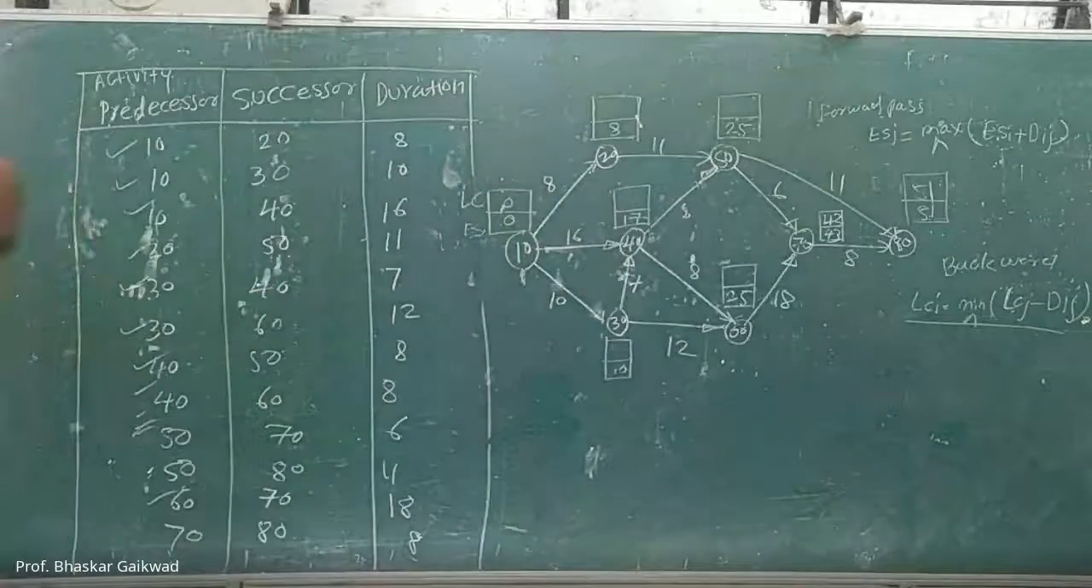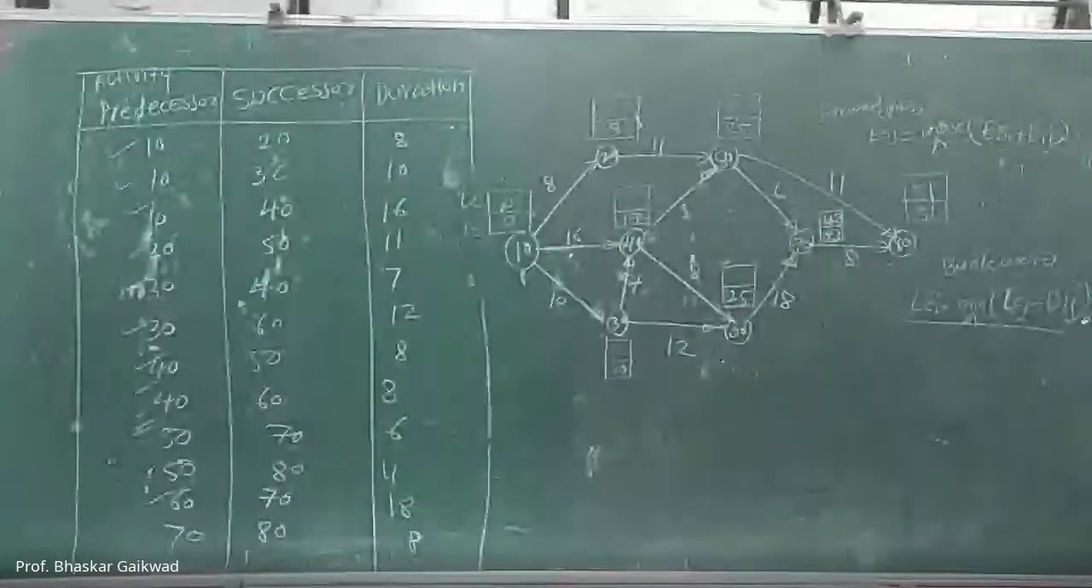After this, you come to this 15 node. So what is the LCC? 51. 51 minus 11. How much here? 51 minus 11 is 40.